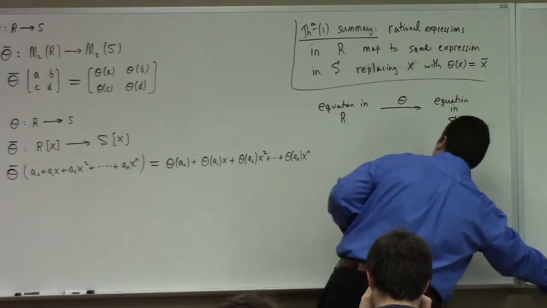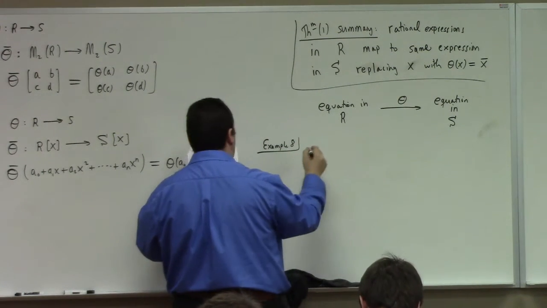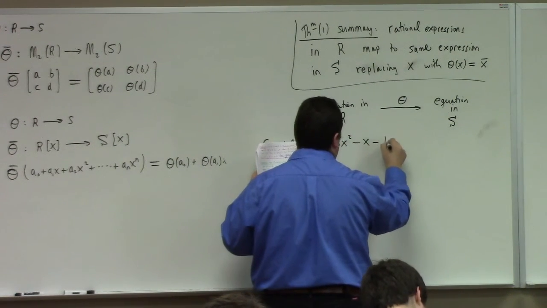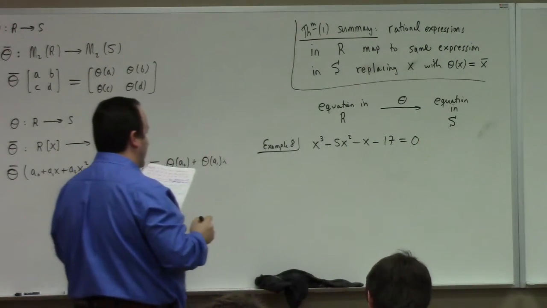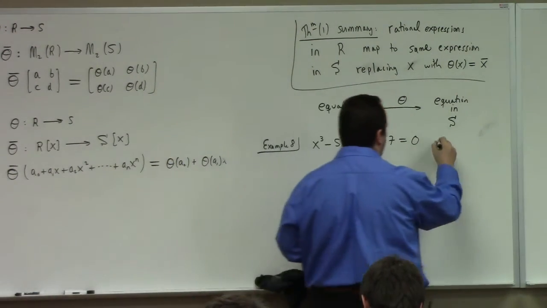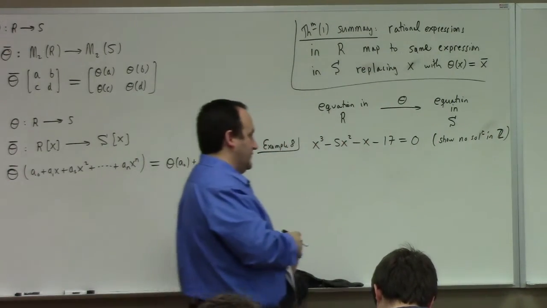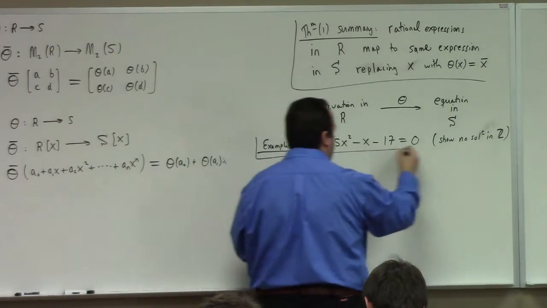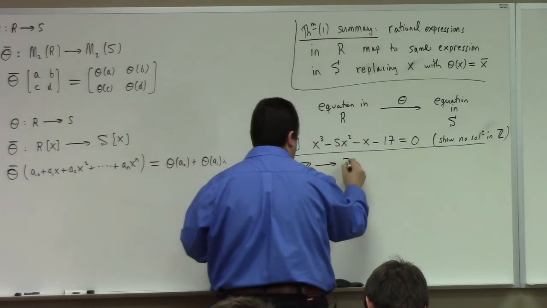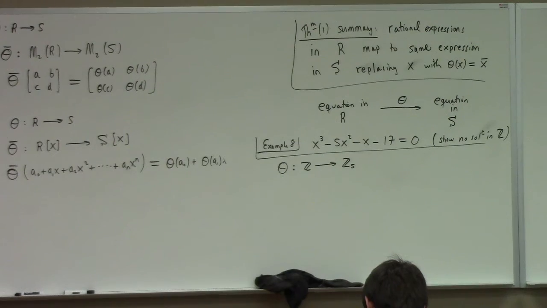So this is his example 8, and I can't improve on it, so I'm going to give it to you. I like his example 8, it's good. So he looks at x cubed minus 5x squared minus x minus 17 equals 0, right? And our goal here is to show it has no solution in Z. What he endorses is we look at the homomorphism theta, which goes from Z to Z5, right? In fact, this is nothing more than example 1 in action with A equal to 5Z.